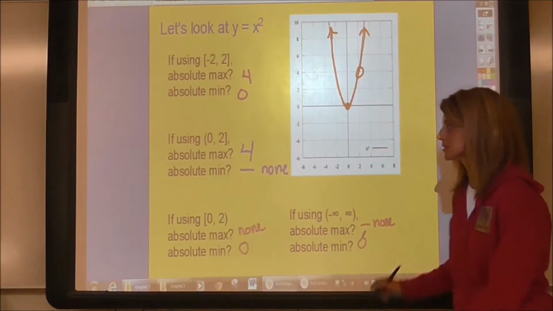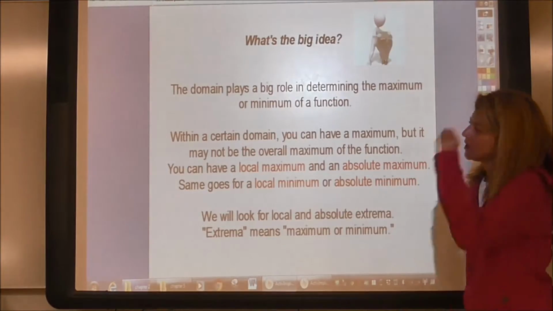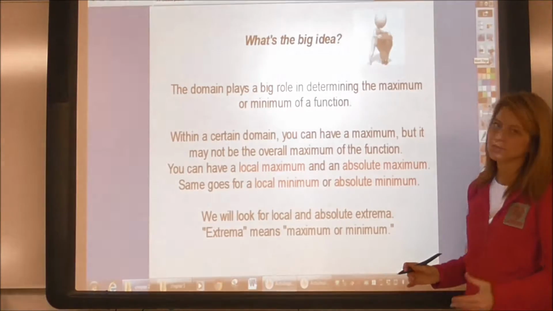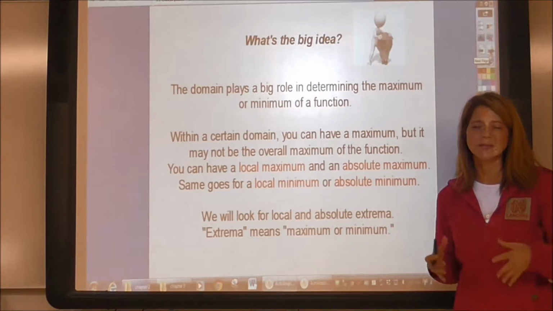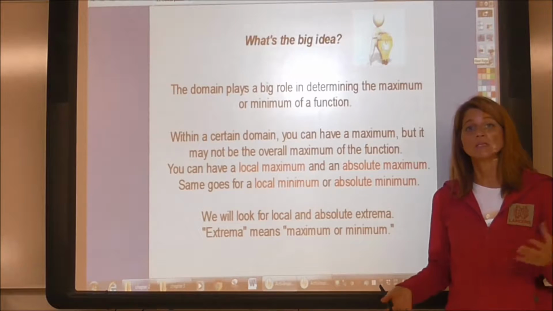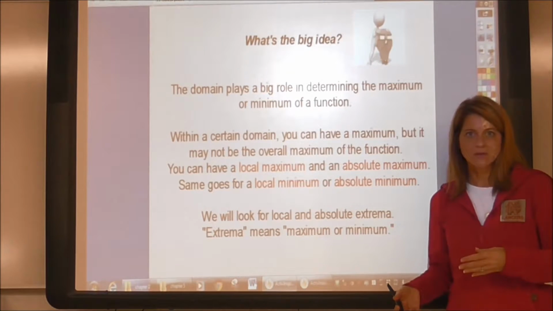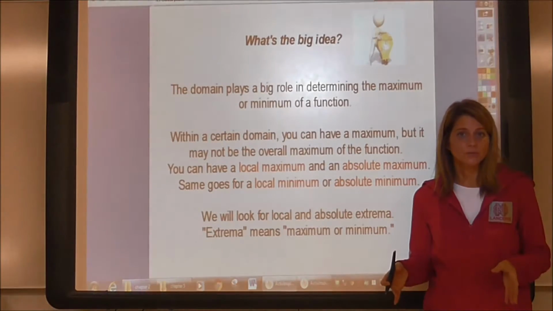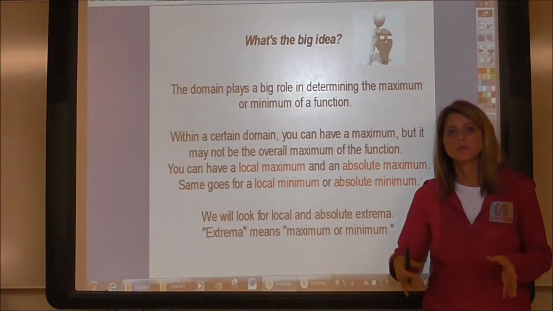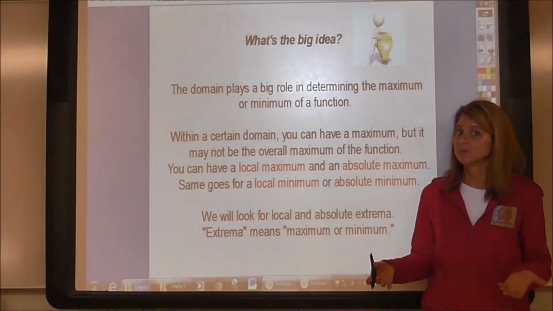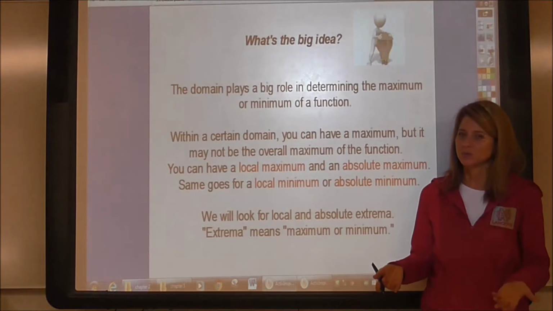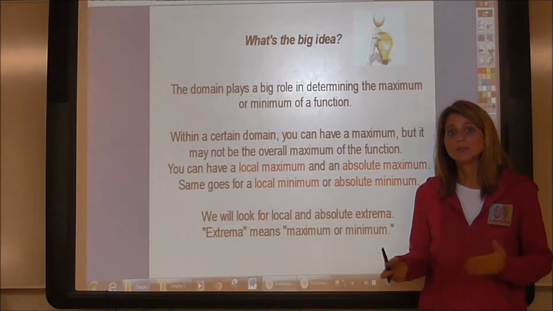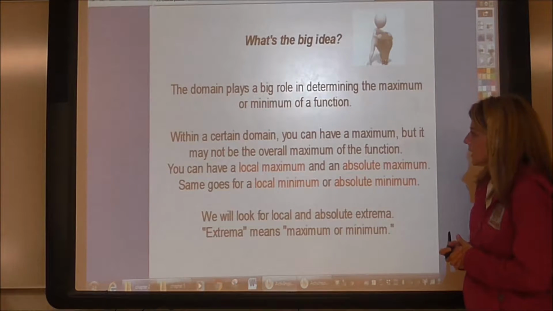Now, why are we doing this? What is the big idea? The whole big idea is that your domain plays a big role in figuring out your maximums and minimums. If you noticed on that last slide, when you changed your domain, when you changed your interval, what x could be, then sometimes you had a maximum, sometimes you didn't. Sometimes you had a minimum, sometimes you didn't. It depends on which part of the graph you're looking at. So domain plays a big part.